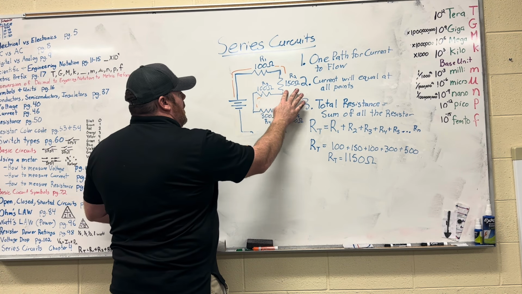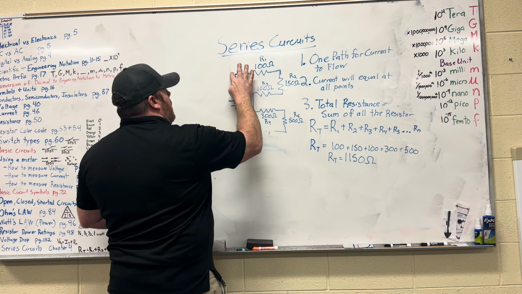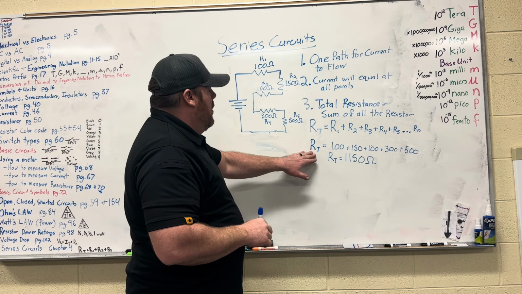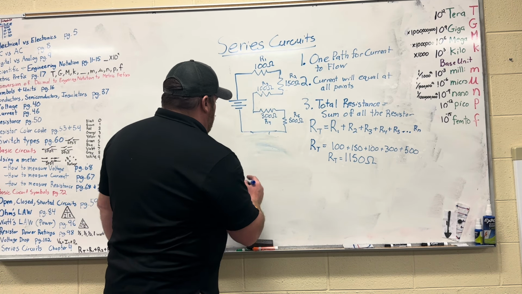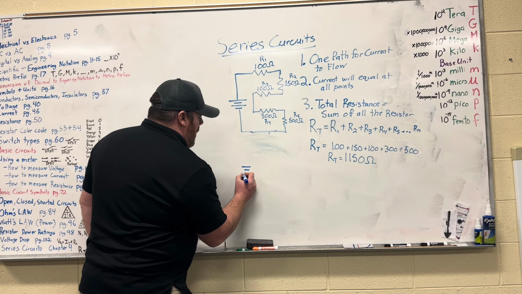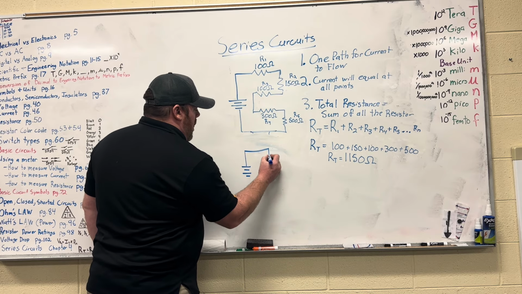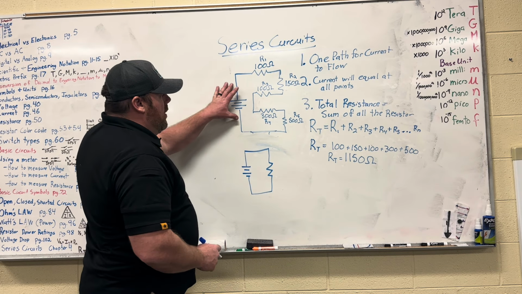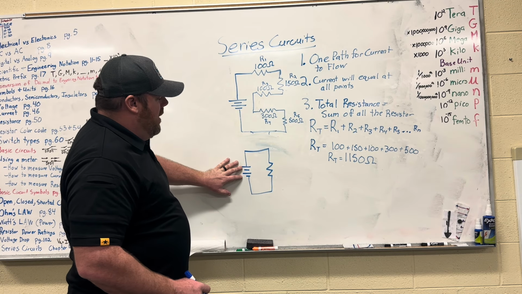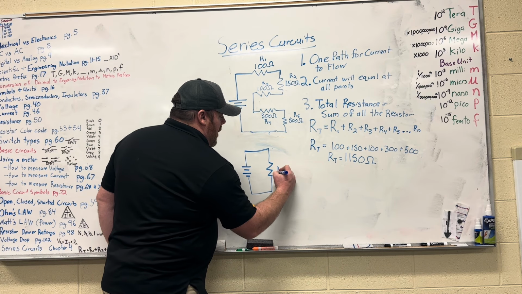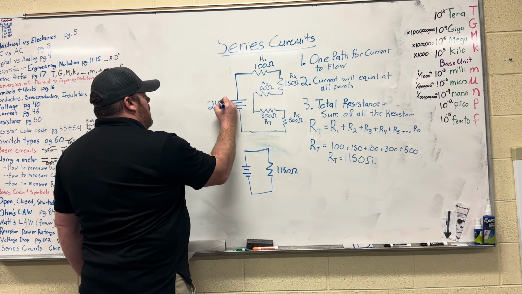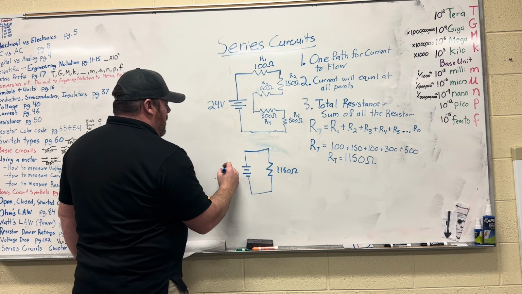I want to make this a little less cluttered so you don't get confused. And what that means is now that we have the total resistance, we can treat this circuit as this equivalent circuit here. This would act just like if I had the same voltage source and one resistor that measured 1150 ohms. So let's say for the sake of this that we're using a 24 volt DC voltage source. This would be the symbol for a battery.